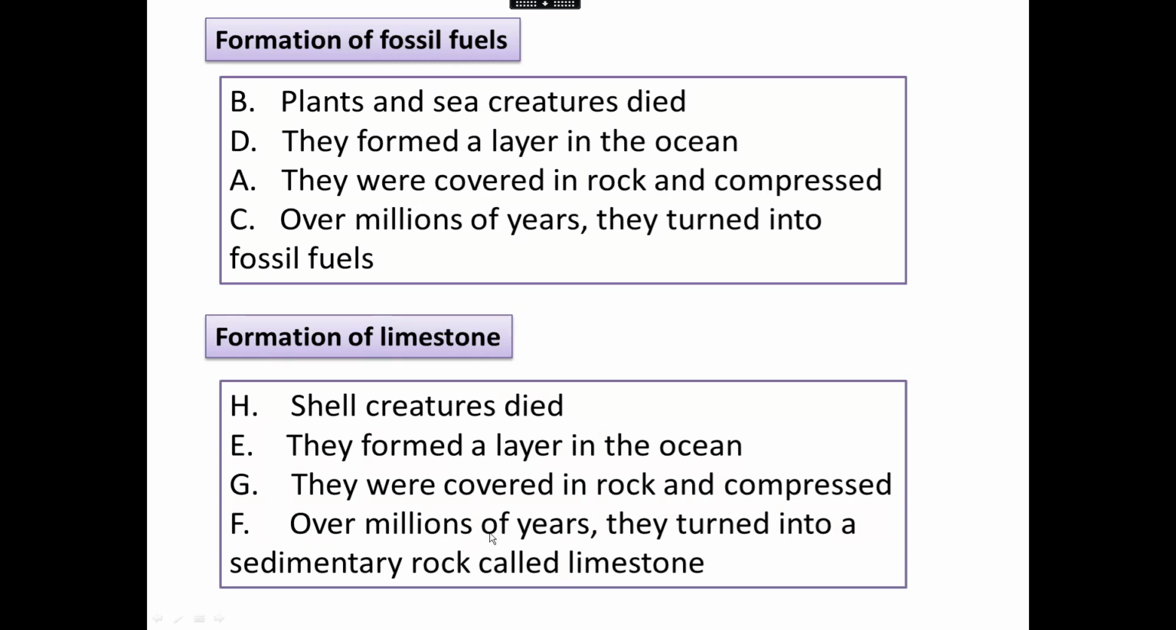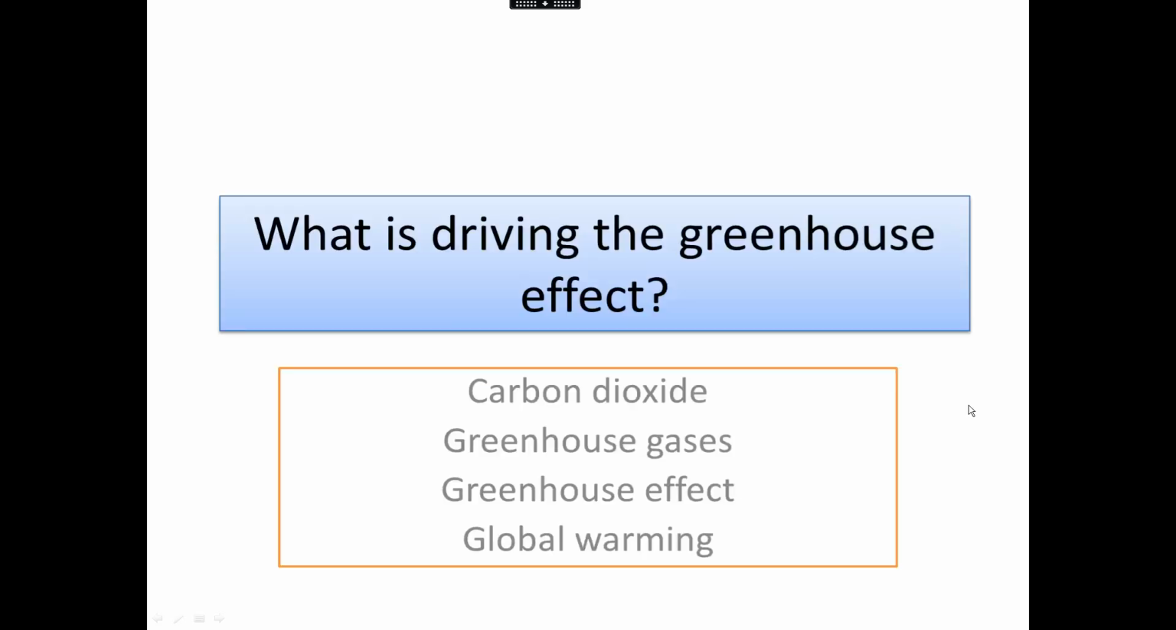Now we learnt last lesson that when fossil fuels and limestone are formed, carbon is trapped inside them, but it's a slow process. It takes millions of years. Today's driving question is, what is driving the greenhouse effect? We're going to look at how carbon dioxide causes global warming.